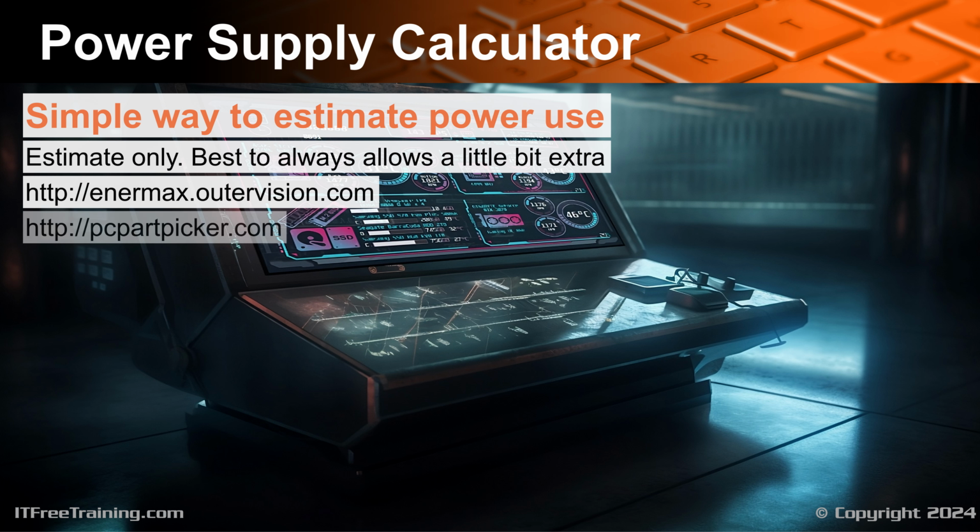I will look at two different calculators. The first is more general and does not require you to know all the parts you're going to use. The second requires you to know all the components you want to use. Different components will use different amounts of power. You can take a general guess for some components. For example, different hard disks will have similar power needs. However, components like graphics cards will vary in power use considerably.